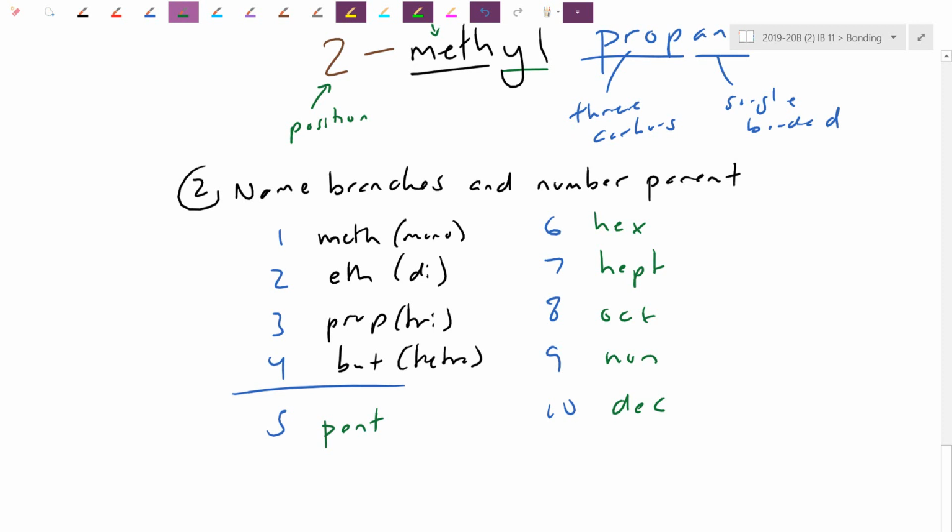There is 11 and 12 as well. You can look on Wikipedia for those endings, but typically we just end off at 10. So we have those prefixes there. If it's the parent, we just add the suffix, like methane, ethane, octane, heptane. If it's a branch, we're going to end it with -yl: hexyl, octyl, propyl, ethyl. That's how you're going to name the branch.